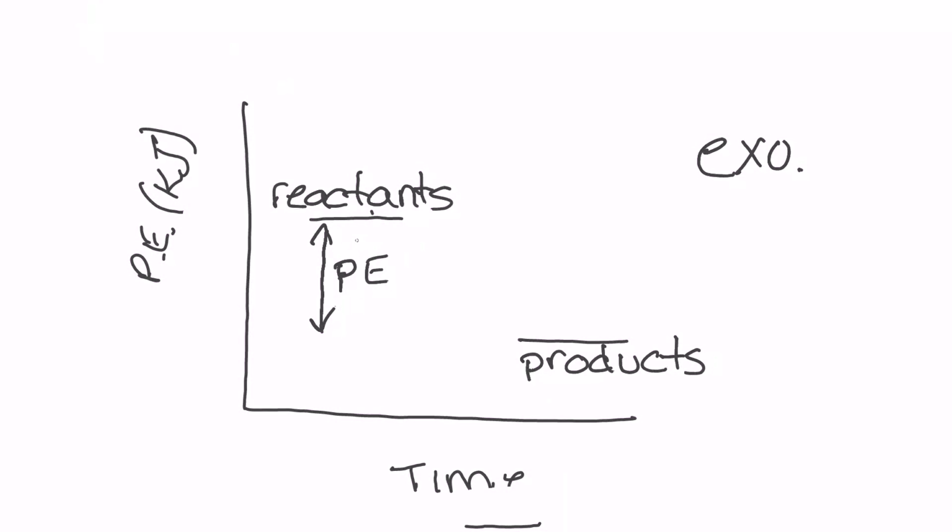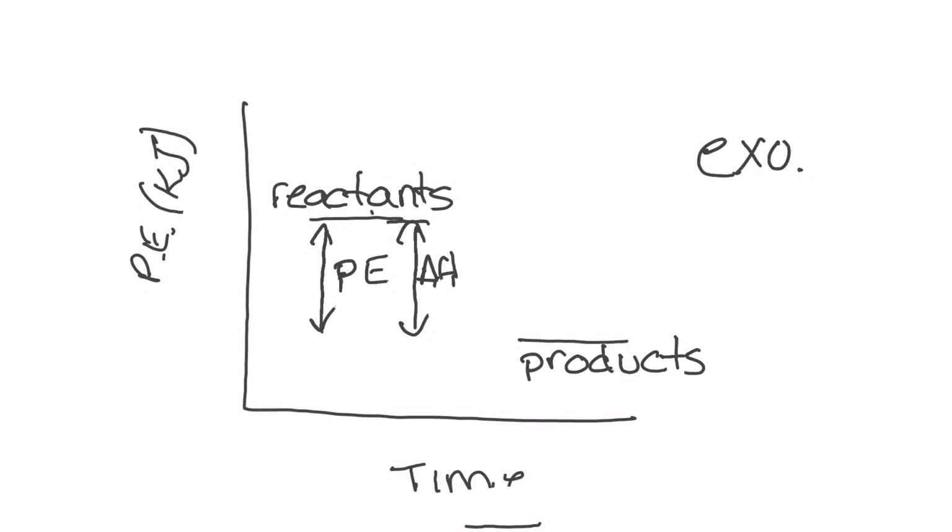And the delta H value is this amount right here, which is also equal to the delta H value. Right? And in this case, we lost potential energy. Our delta H value is negative, which is agreeing with the exothermic reaction.